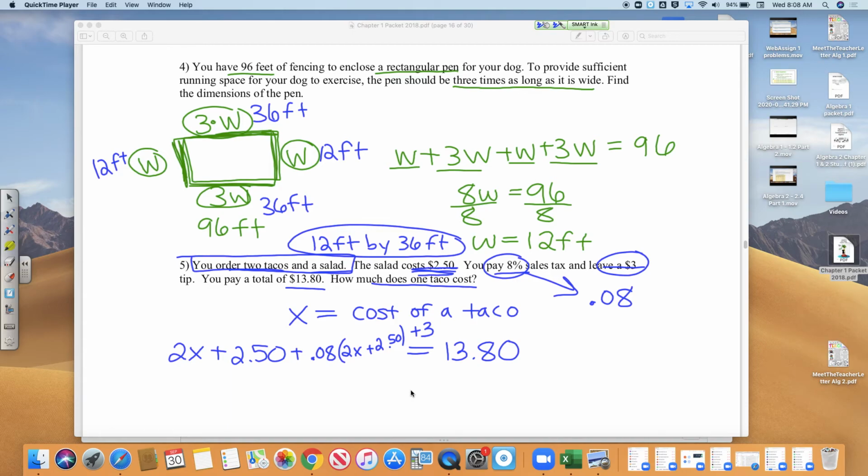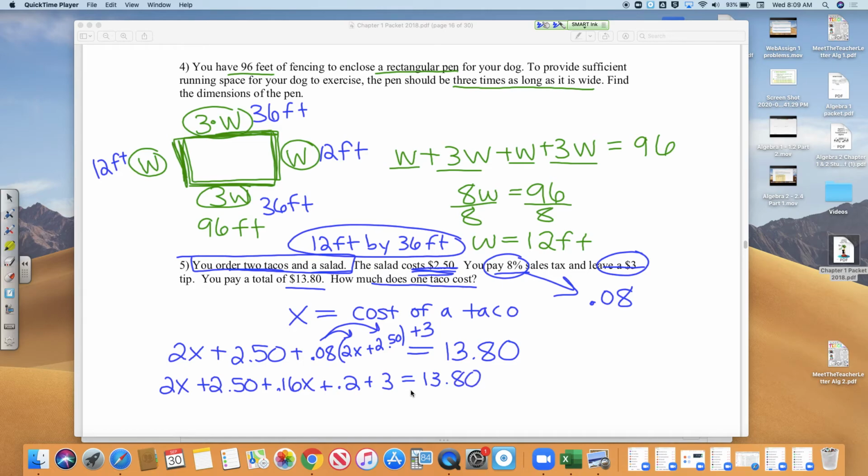So let's simplify this a little bit to make it easier to understand. Let's simplify by using the distributive property. So this is going to be 2x here plus 2.50. And then when I distribute, 0.08 times 2x is 0.16x, and 0.08 times 2.50 is 0.2. So we got rid of the parentheses by using the distributive property, and we have this big long thing here.